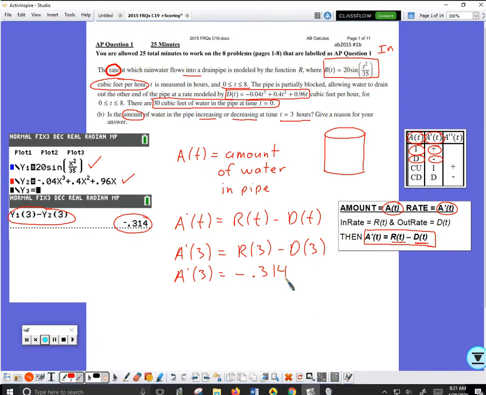So the rate is cubic feet per hour, so this is cubic feet per hour. Now I can give an answer. Since A prime of 3 is negative, A of t, see, I've already told the grader that A of t is the amount of water in the pipe. A of t is decreasing at t equal 3, and I always want units, hours.